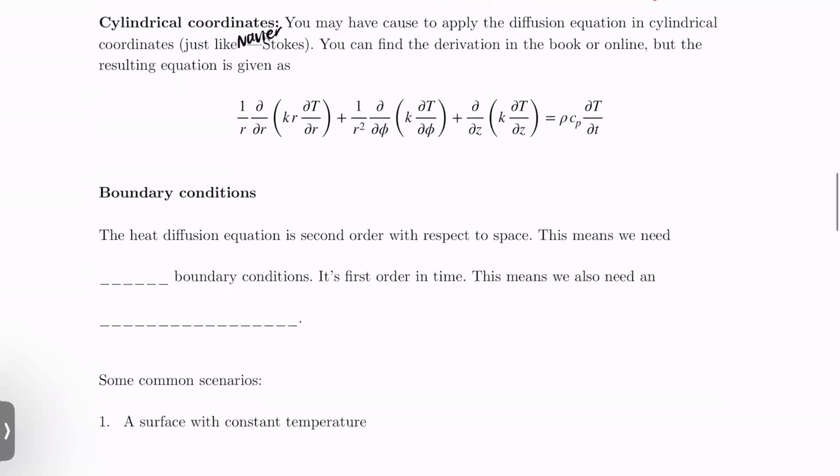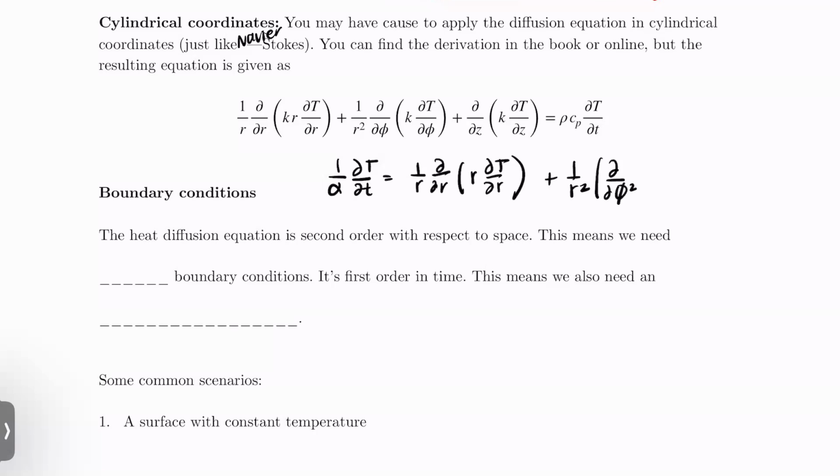So if I put this in terms of 1 over alpha, partial t, then this is 1 over r, d dr of r dT dr, plus 1 over r squared, d phi squared T, plus partial z squared of T. Okay?